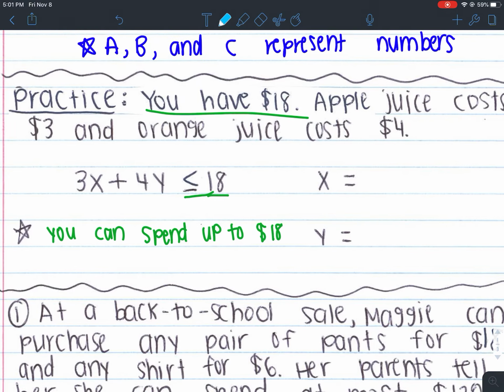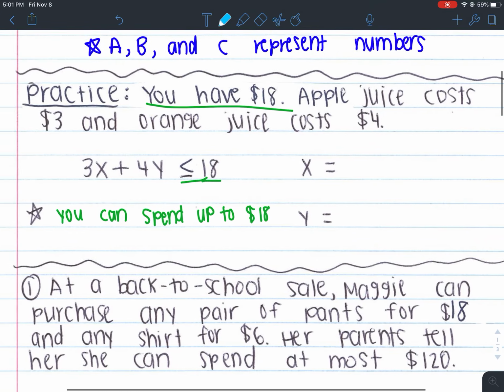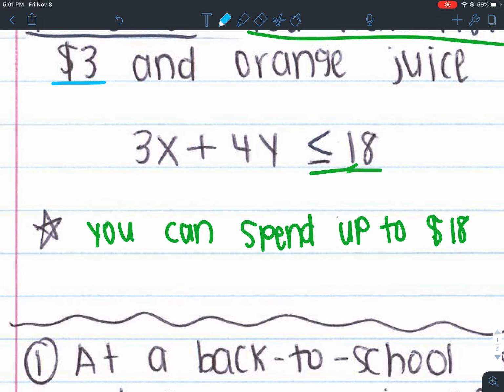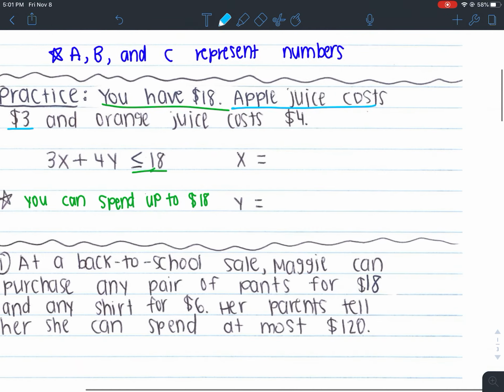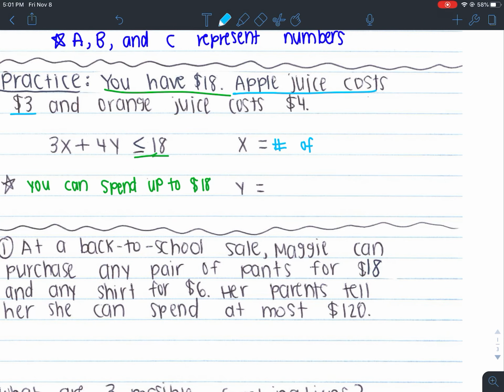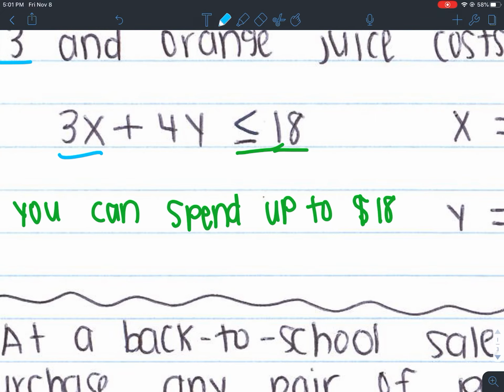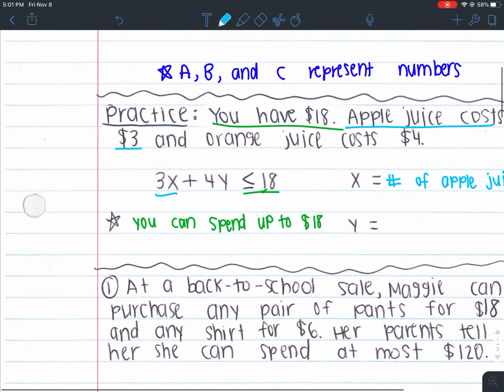All right, the next thing we're going to talk about is, where did the 3x and the 4y come from? Well, how much does apple juice cost? Apple juice costs $3, so we know that's where the 3 comes from. So the x is going to be the number of apple juices purchased, or apple juice bottles. That's going to be the number of apple juice bottles times 3, because it's $3 per apple juice bottle.